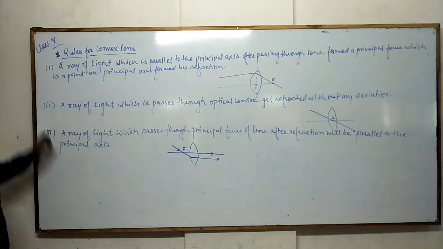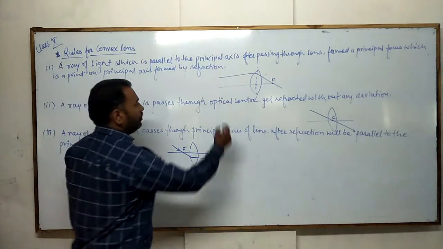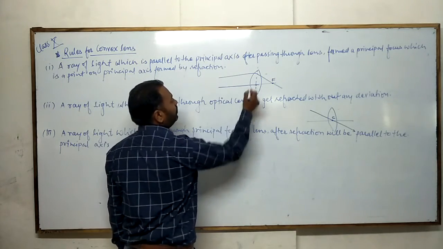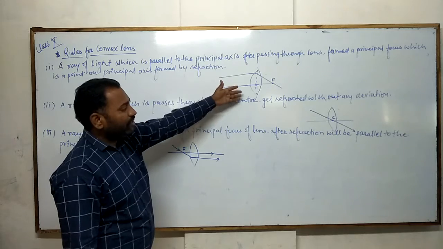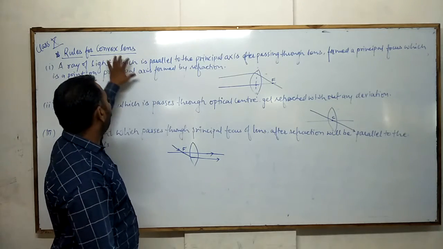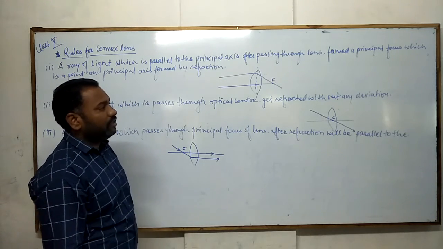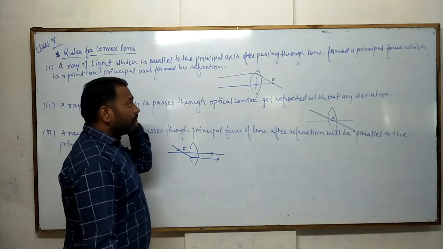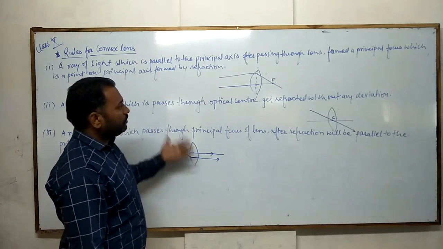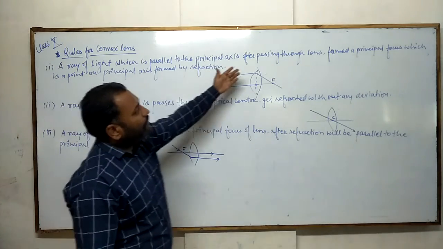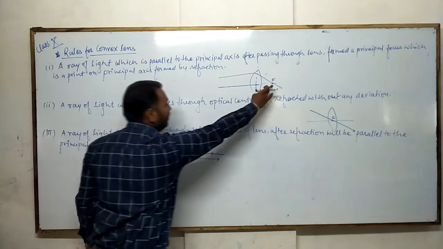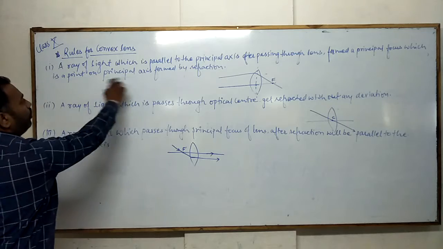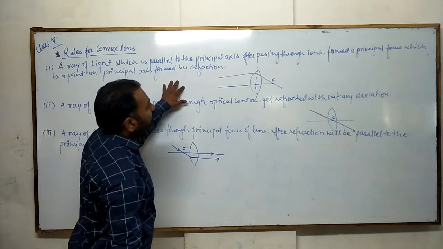So a ray of light which is parallel to the principal axis. This is the principal axis for us, passing through the optical center of the lens. This is the convex lens. We are studying here about the convex lens. After that, we will study about the concave lens. So a ray of light which is parallel to the principal axis, after passing through the lens, forms the principal focus, a point on the principal axis formed by refraction.